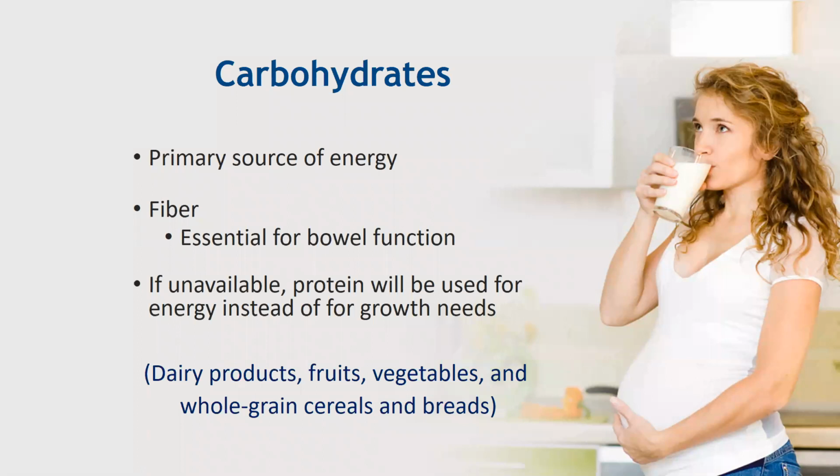Primary sources of energy come from carbohydrates. Fiber is important for bowel function. And if carbs are unavailable, protein will be used for energy and for growth needs instead. So you can get your carbohydrates from dairy products, fruits and vegetables, and whole grain cereals and breads.